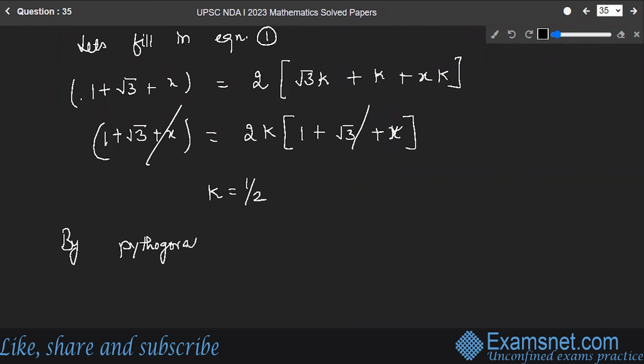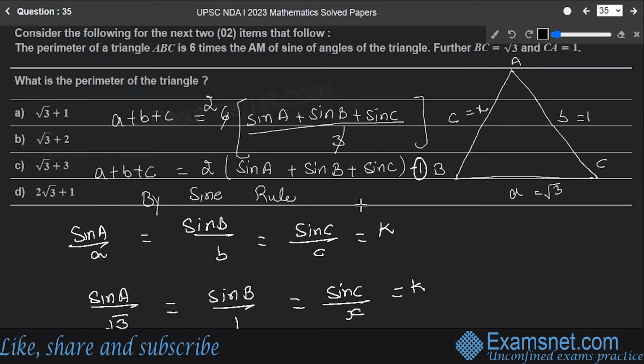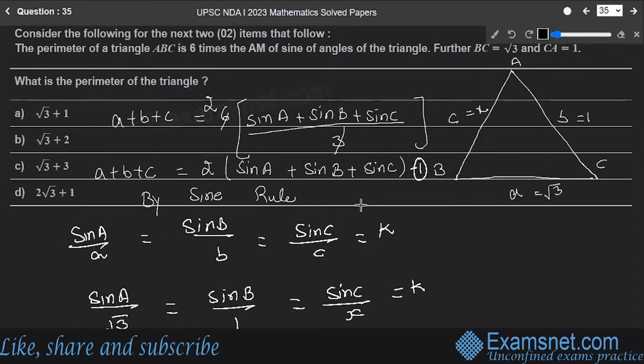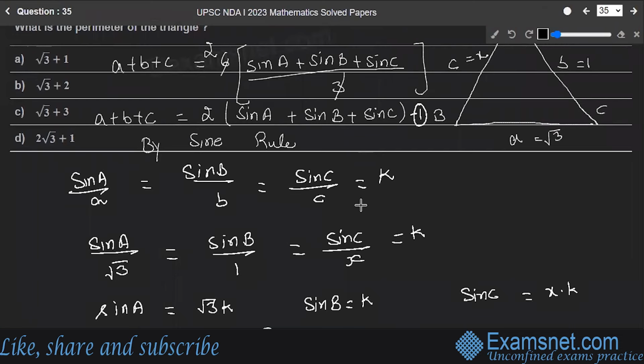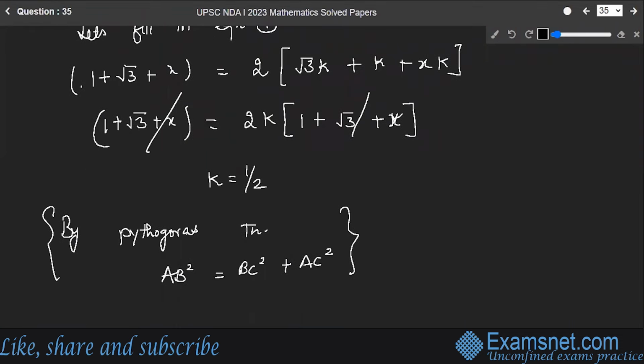By Pythagoras theorem, AB square is equal to BC square plus AC square. How can we use the Pythagoras theorem, because we are not given that it's a right angle triangle? But if you notice, we got the value of K as 1 by 2. So let's keep it aside for some time and explain why we can use this.